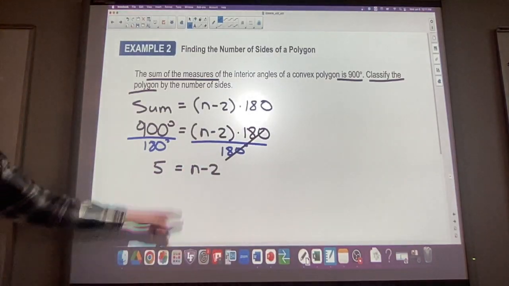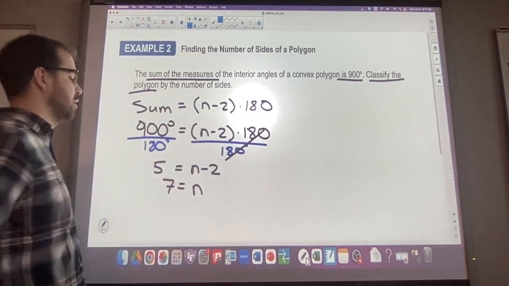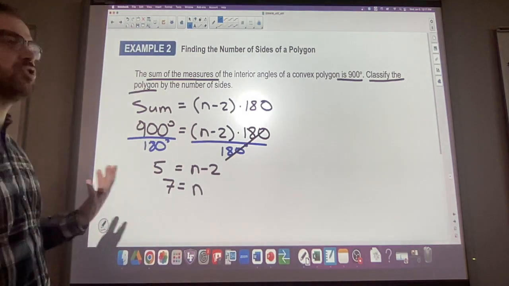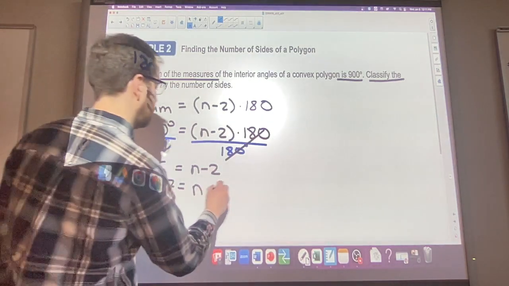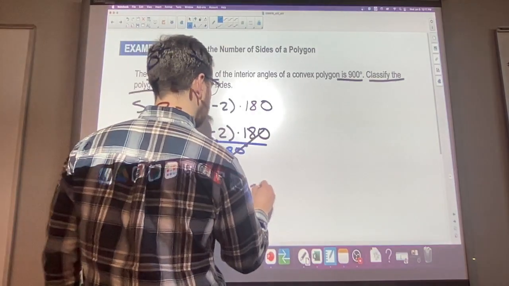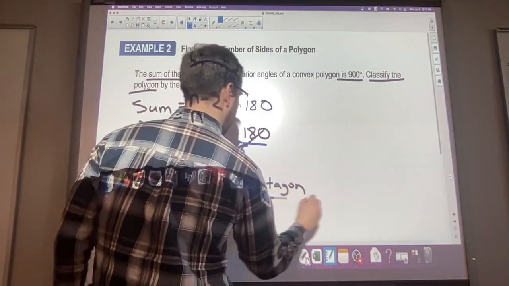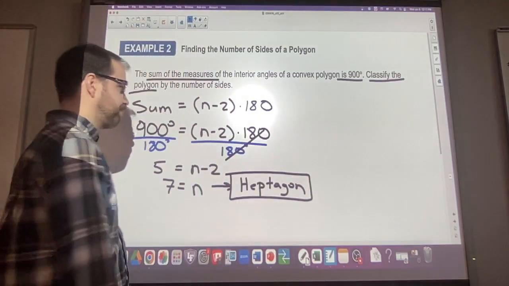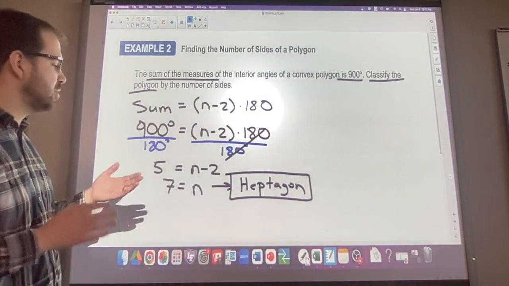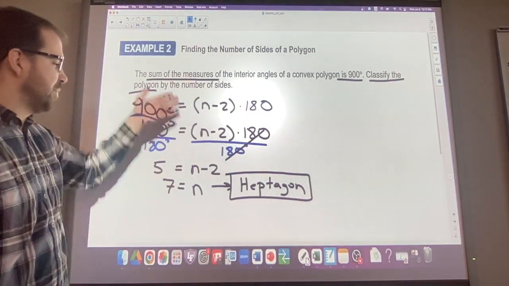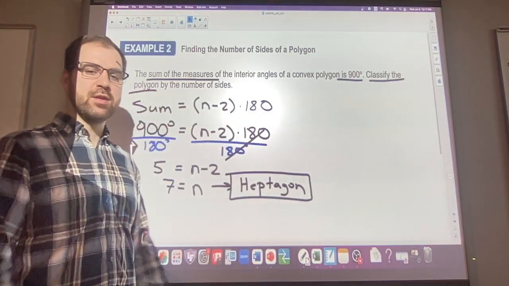We just got to add 2 over, and we get the number of sides equals 7. So if it's a 7-sided shape, we need to know the name of that. A 7-sided shape is called a heptagon. That'd be your answer. You don't always have to show this much work. I know some of you do 2 steps at once, but show where you start: 900 equals your equation, and then you can go from there.